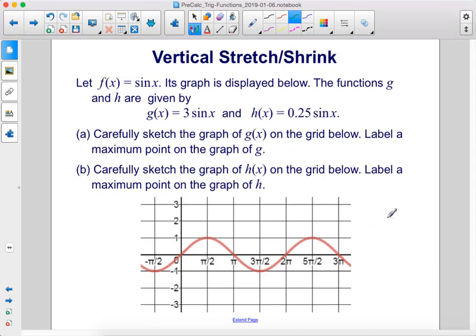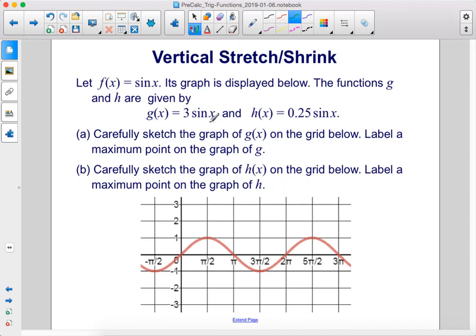Let f of x equal sine x. Its graph is displayed below. The functions g and h are given by g of x equals 3 sine x and h of x equals 0.25 sine x. Carefully sketch the graph of g of x on the grid below. Label a maximum point on the graph of g. Carefully sketch the graph of h of x on the grid below. Label a maximum point on the graph of h.